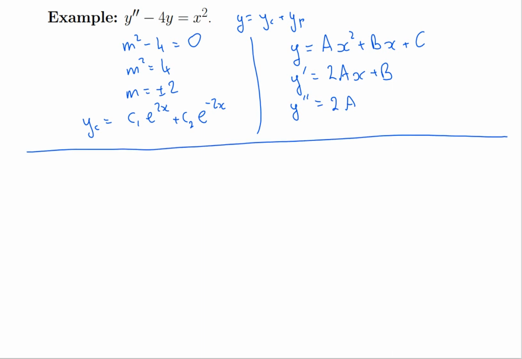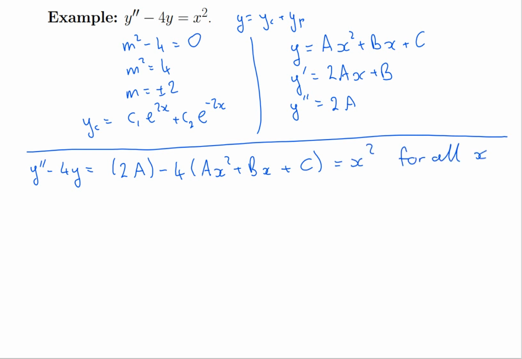And now I am ready to substitute those into the original equation, including the inhomogeneous term. So I get y double prime minus 4y is equal to 2a, that's the y double prime term, minus 4 times (ax squared plus bx plus c). And this must be equal to x squared, and it has to equal x squared for all x. In other words, the function on the left has to be literally the function x squared.